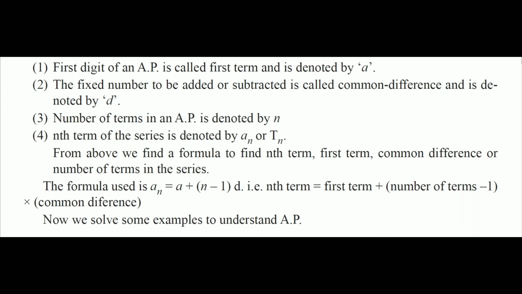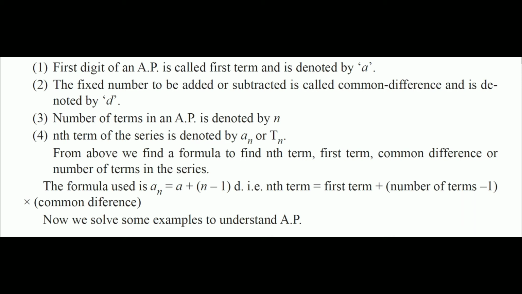The count of the terms in the series is called the number of terms of the AP, denoted by small n, and the nth term of the AP series is denoted by AN or TN. From the above notations we derive the formula to calculate the nth term of an AP. Based on that formula we will do the sums and practice more examples.